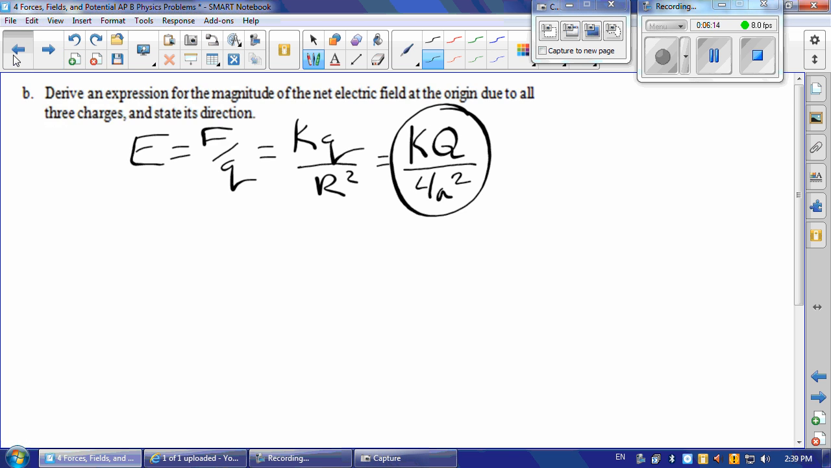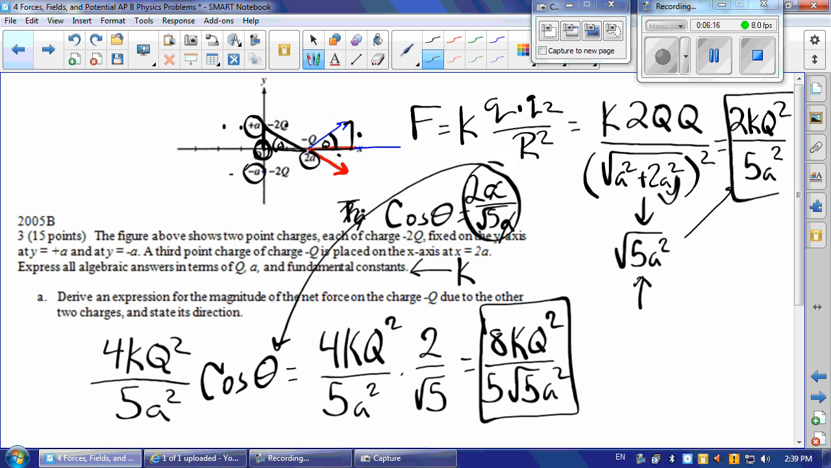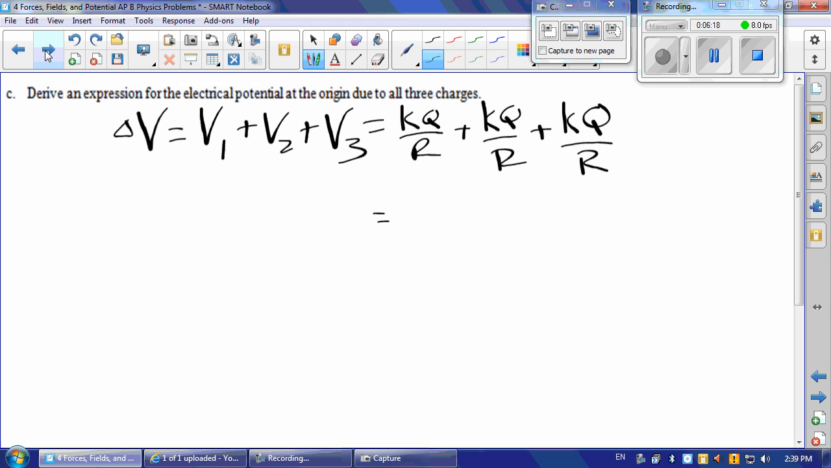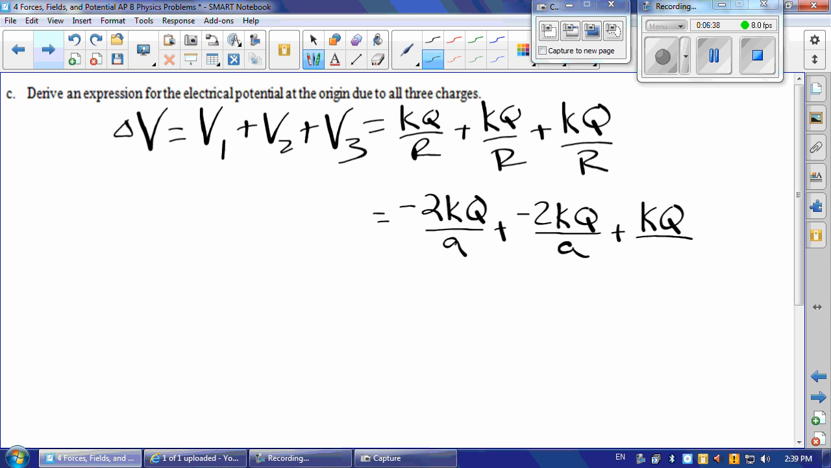So we'll start with the two outside ones, these two up here. So this will be negative 2KQ, and the distance between them is just A, plus minus 2KQ over the distance between them, which is just A, plus, and now the third charge is just Q, and the distance between that one is 2A.